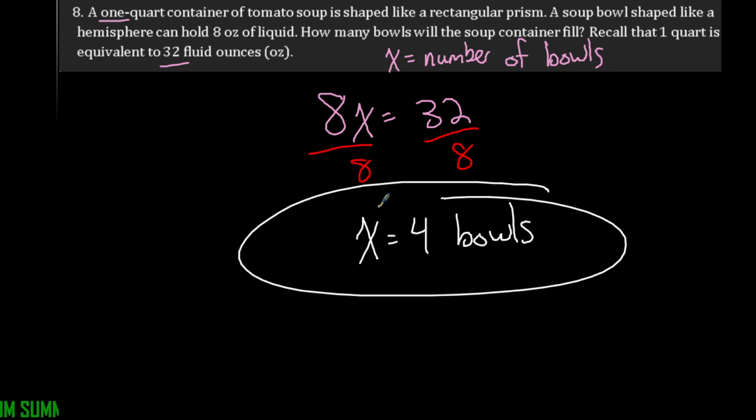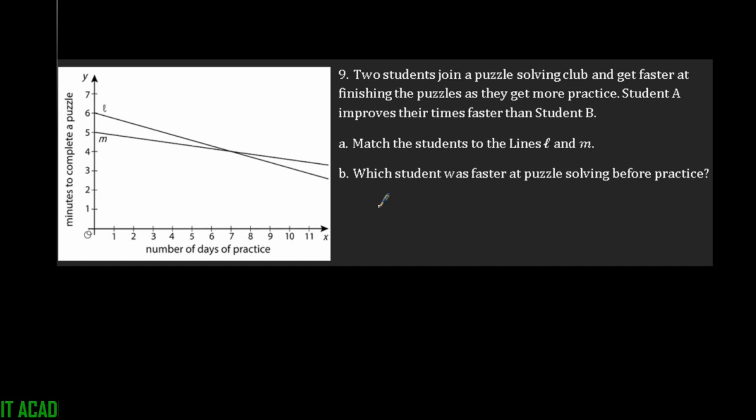And now lastly, for the bottom one, it says 2 students join a puzzle solving club and get faster at finishing the puzzles as they get more practice. Student A improves their time faster than student B. Part A is to match the students to line L and line M. Since it has that keyword faster, that means steeper slope.